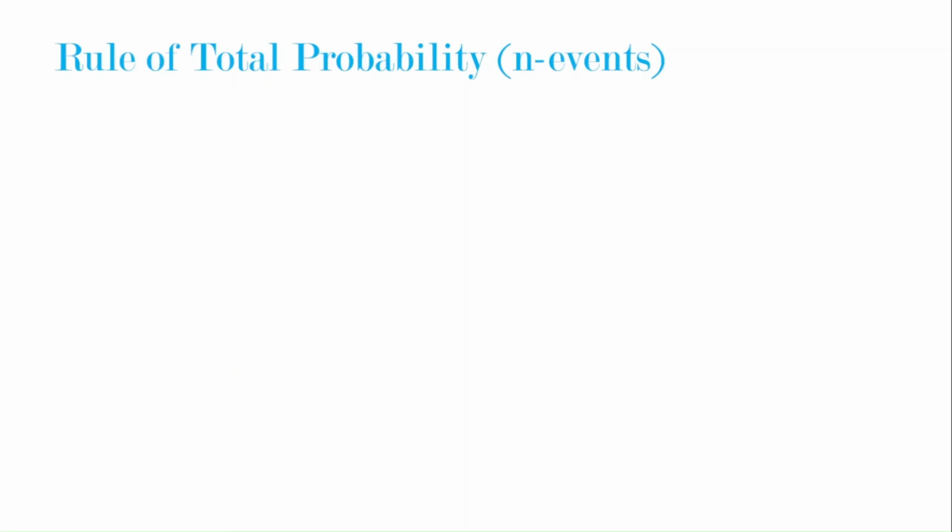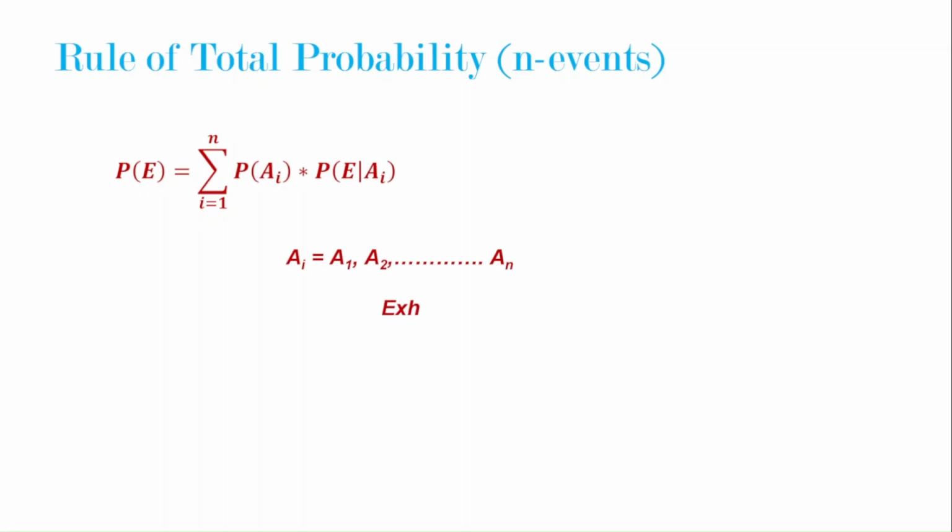Similarly, we can find the total probability of an event given there are n exclusive and exhaustive events as the summation of i equals 1 to n, P(Ai) multiplied by P(E|Ai), where Ai equals A1, A2 to An, and these are collectively exhaustive and mutually exclusive events. In this way we can find the total probability of an event given there are n exhaustive and mutually exclusive events.